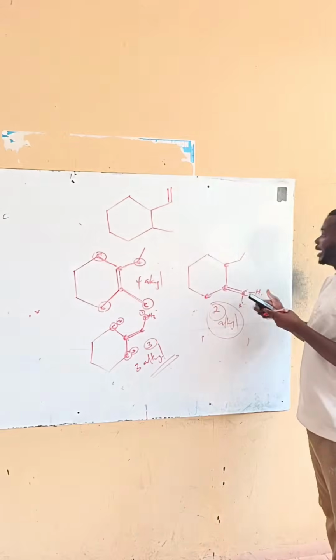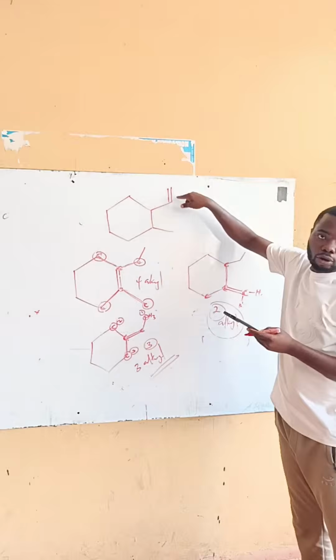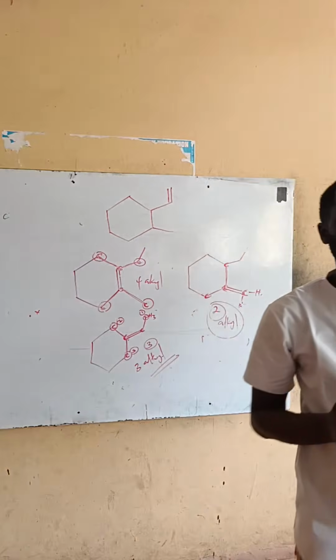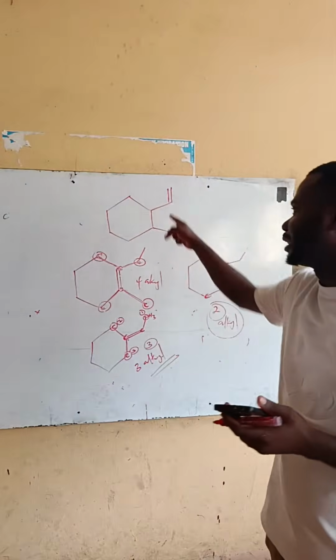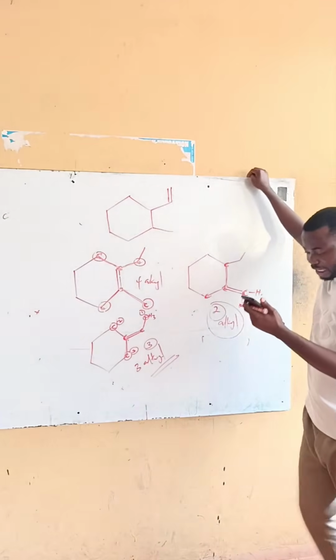Everybody online, give me the answer to this question. How many alkyl groups are attached to this double bond? Everybody yet? Oh, you have to start doing it. People online, give me the answer. How many alkyl groups are attached to this alkene? I want to see the answer.